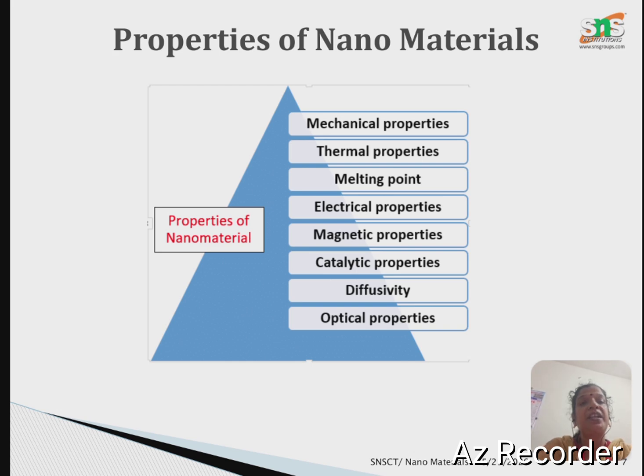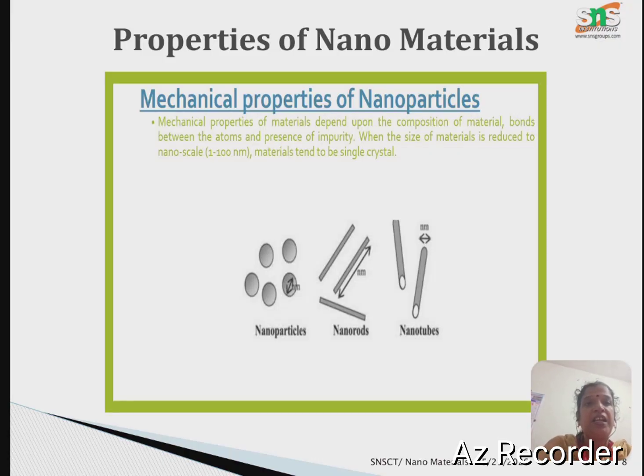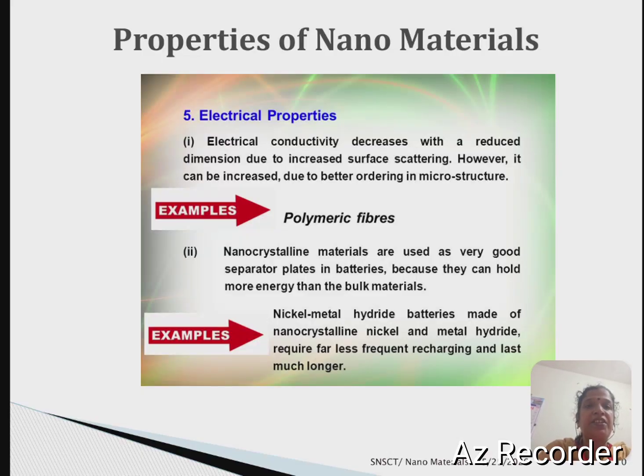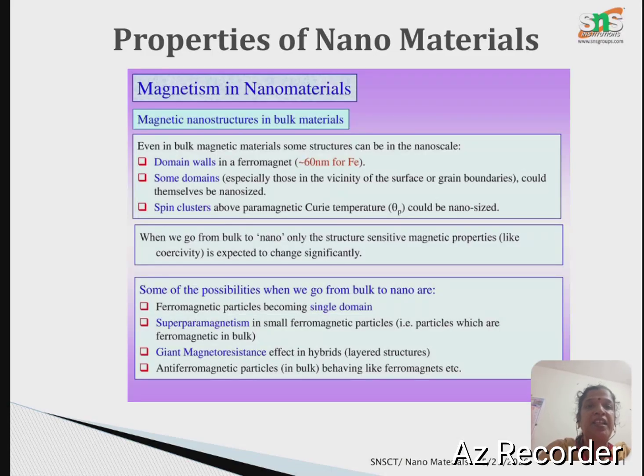And for electrical and magnetic properties, in magnetic property sometimes the paramagnetic material can become a ferromagnetic material by reducing its size. Likewise they have different properties while reducing the size, which will be very useful in upcoming technologies and applications. Here we can see the mechanical properties and some other properties like optical properties and thermal properties, which can be seen in detail. And for electrical properties, electrical conductivity decreases when the size is reduced, for example polymeric fibers. And then magnetism in nanomaterials, as I already told, sometimes the paramagnetic material becomes a ferromagnetic when the size is reduced. Thank you.